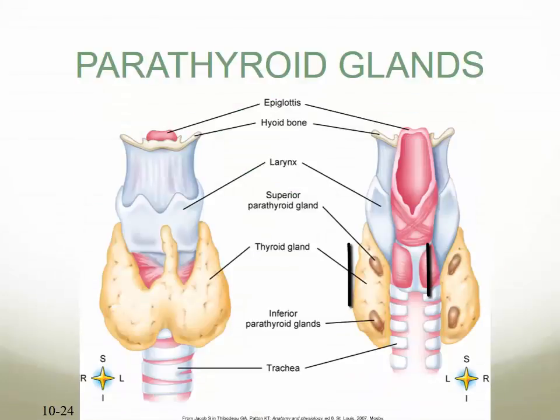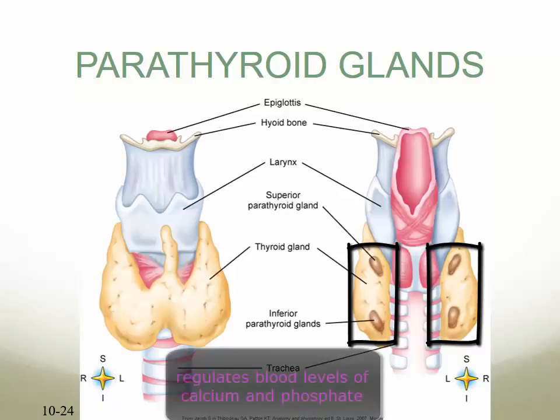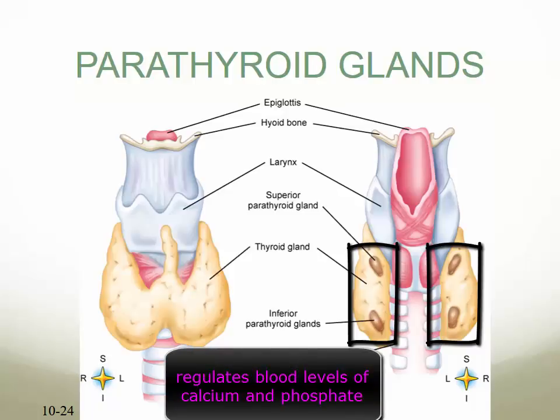The parathyroid glands are 4 tiny glands, 2 on each side, that lie behind the upper and lower poles of the thyroid gland. They secrete parathormone, which is the parathyroid hormone, PTH, and this is responsible for regulating the blood levels of calcium and phosphate.